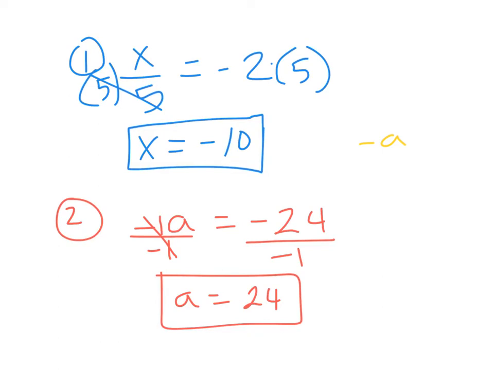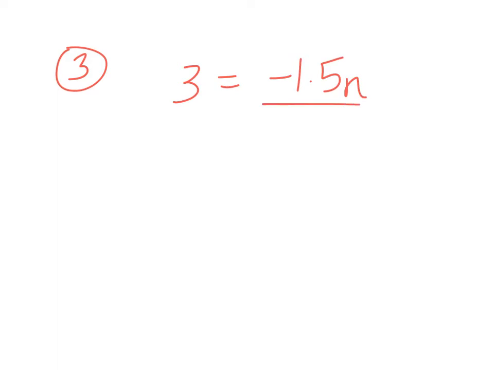All right, let's do number 3. 3 equals negative 1.5n. So this is what kind of math? Multiply. So we're going to do what? Divide. Divide by negative 1.5. So those cancel. I'm left with just the n.